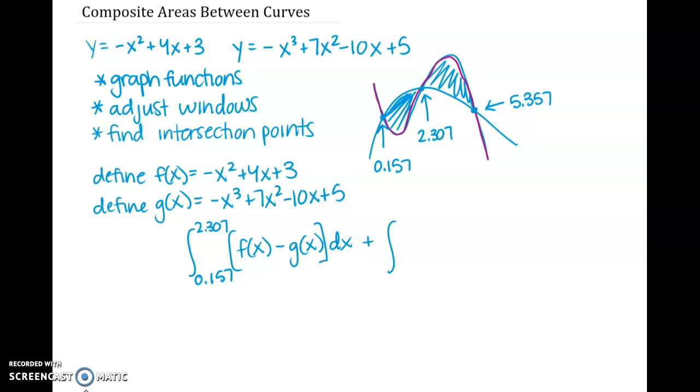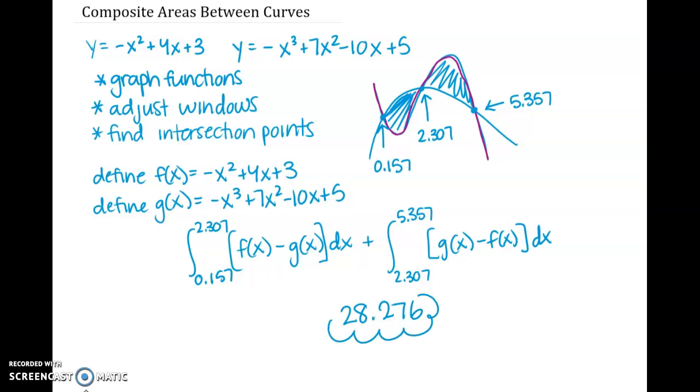Plus, we have that other area from 2.307 to 5.357. And in this case, the purple function, or the cubic, is on top. So we have g of x minus f of x dx. And assuming you defined your functions, from here it's just calculator work, and your area should be 28.276. Don't forget those 3 decimal places.